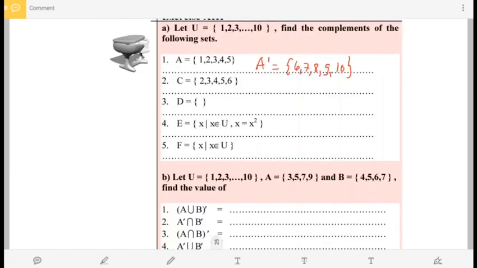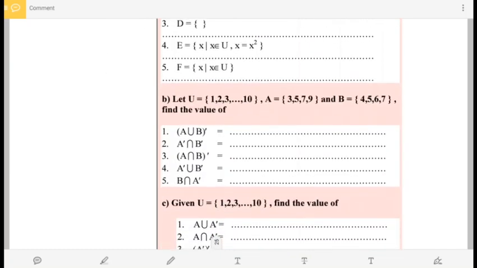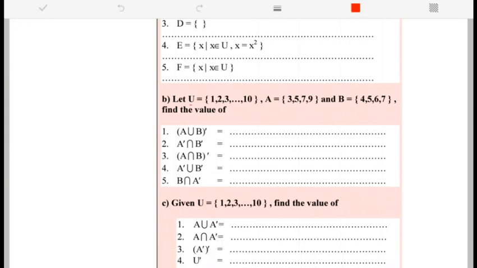So it's very important to have the universal set before you find the complement of the given set. Next, letter B. The universal set is from 1 to 10, and your A is 3, 5, 7, and 9, and your B is 4, 5, 6, 7. Here, it's a combination of the other operations, like the union of sets, intersection of sets, and the complement of sets. It's just trying to make you recall what you had with the previous two operations.